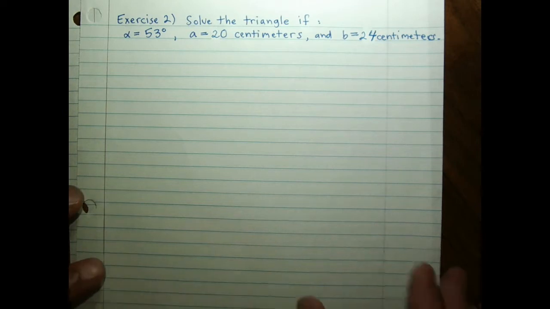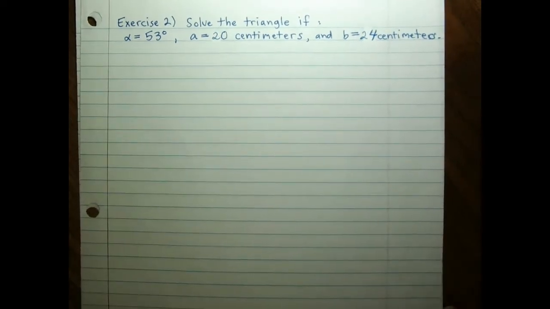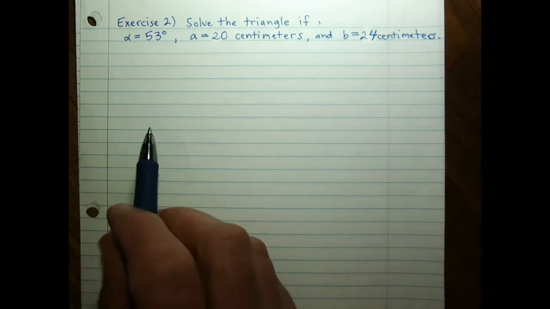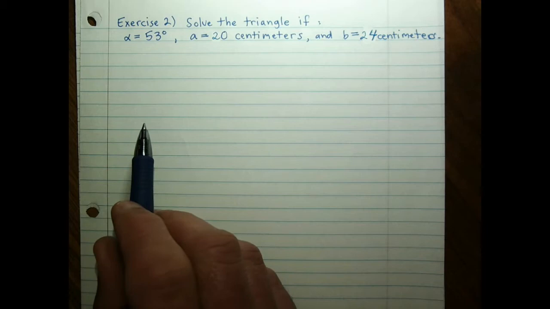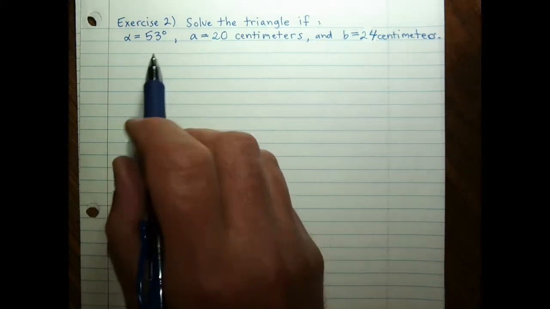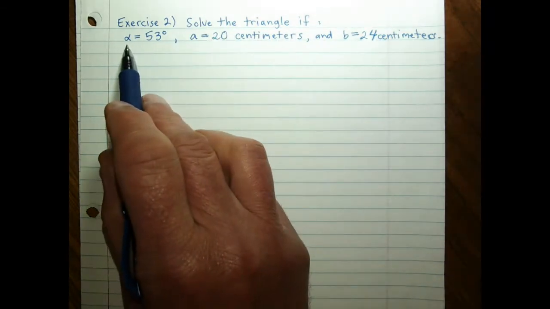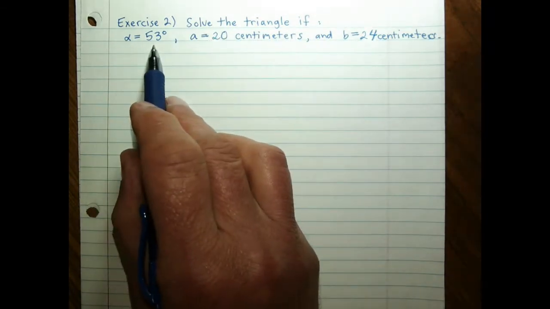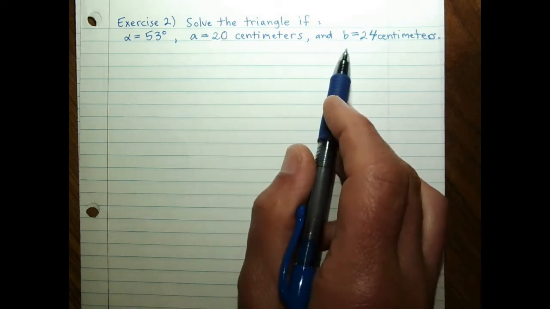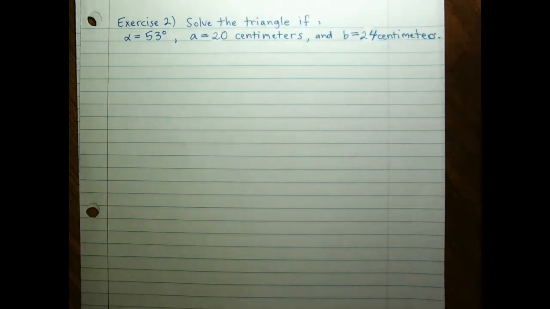So we're going to look at another exercise involving the law of sines. And we're going to see that it's a little bit more complicated than exercise 1. We have an added complication here. So in number 2, we're going to solve a triangle if we know angle alpha is 53 degrees, side A is 20 centimeters, and side B is 24 centimeters.